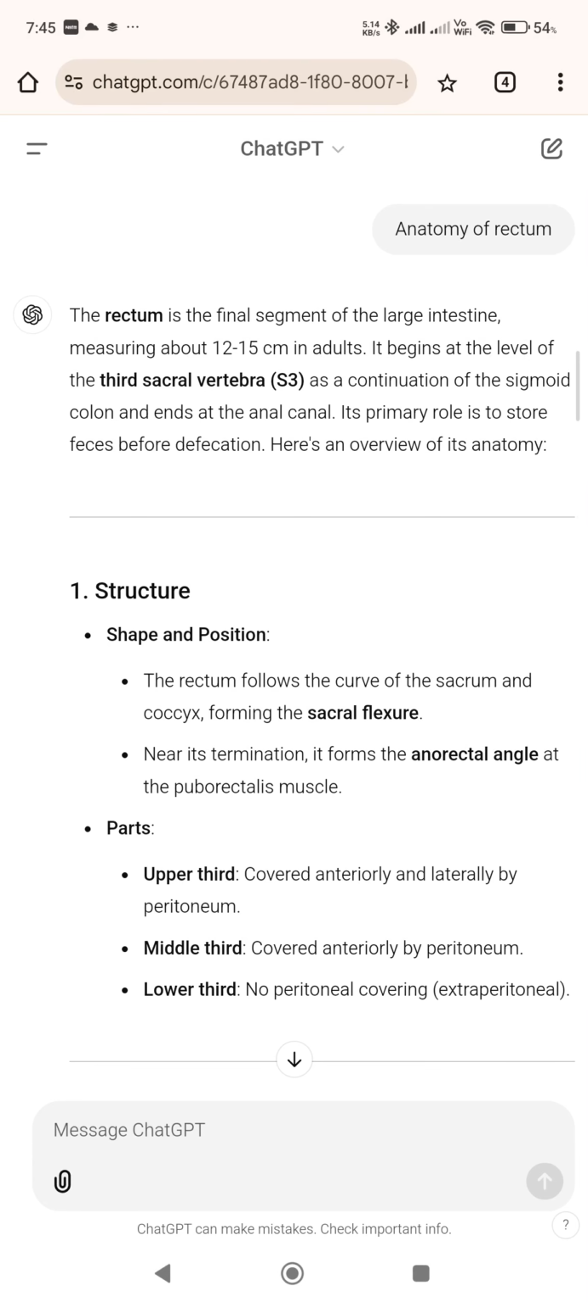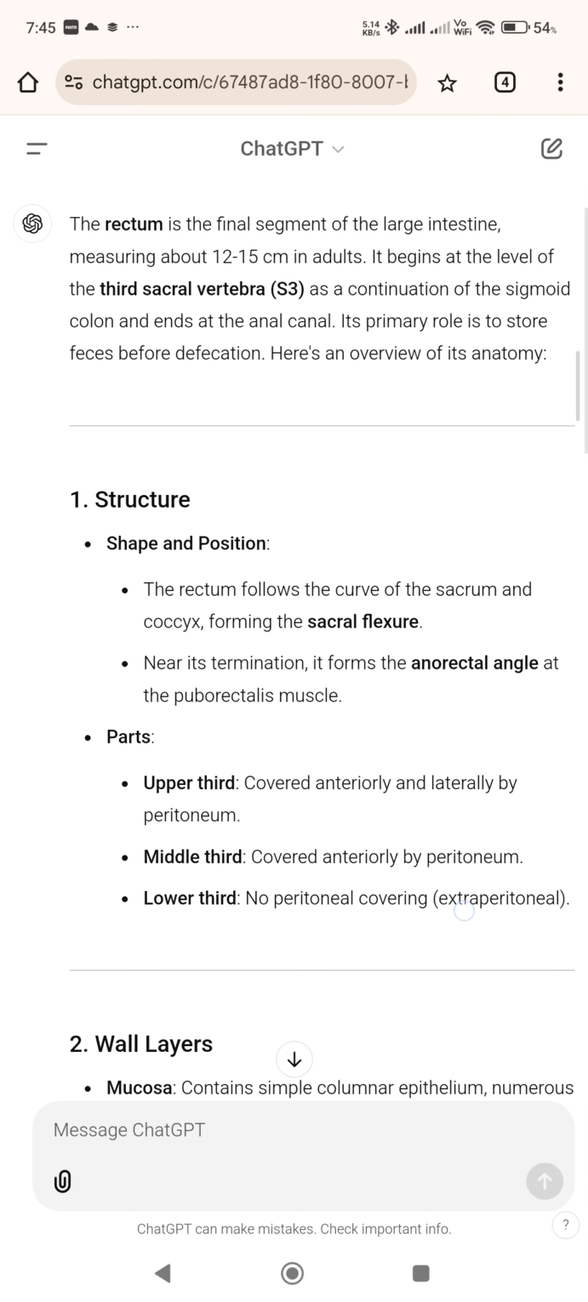The rectum is the final segment of the large intestine, measuring about 12 to 15 centimeters in adults. It begins at the level of the third sacral vertebra, S3, as a continuation of the sigmoid colon and ends at the anal canal. Its primary role is to store feces before defecation. Here's an overview of its anatomy.